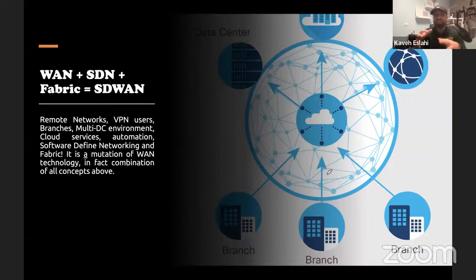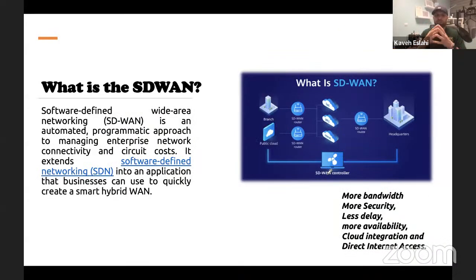And what is SD-WAN actually? SD-WAN, or software-defined wide area networking, is first of all automated. When we are talking about SD-WAN or any SD topology, SD-Access, SDDC, this is an automated, programmatic approach. It means you can do programming, you can use network programming. And this is an approach for managing the enterprise network, okay?